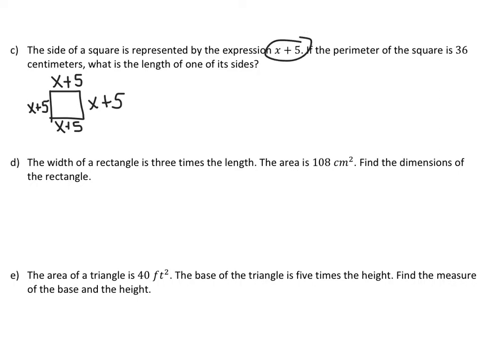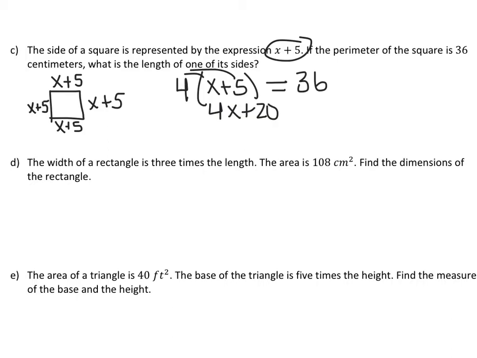The perimeter is 36 centimeters. And again, for perimeter, you add up all the sides. However, since all the sides are the same, I can say 4 sides times the length of one of them equals 36. Let's go ahead and distribute the 4. 4x plus 20 equals 36. Subtract 20 from both sides, and we get 4x equals 16.